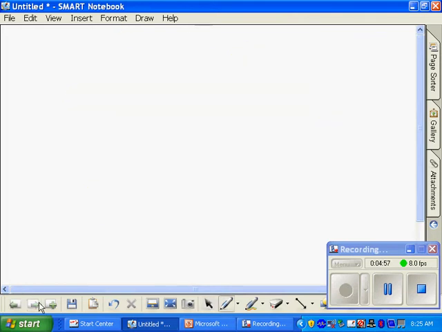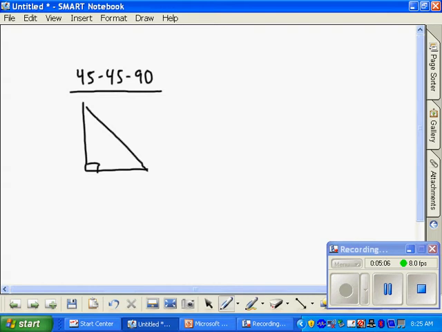In a 45, 45, 90 triangle, better known as an isosceles right triangle, you know that the legs have to be the same because the angles are the same. Does anybody remember what the relationship is between the leg and the hypotenuse?